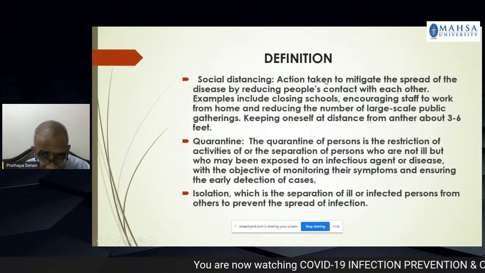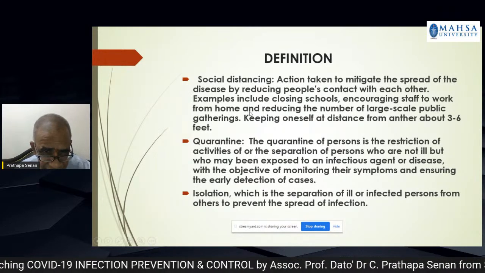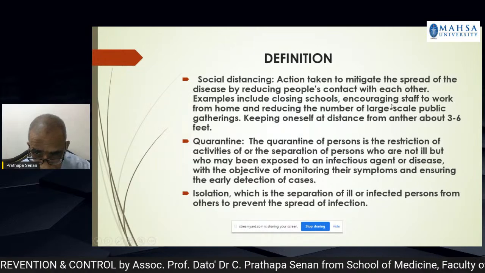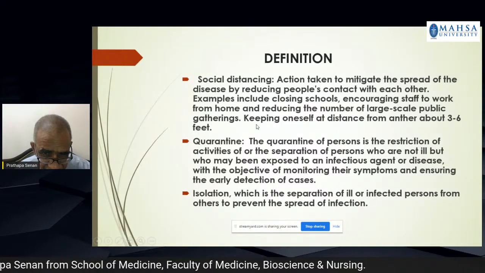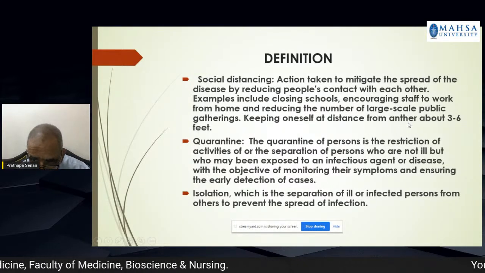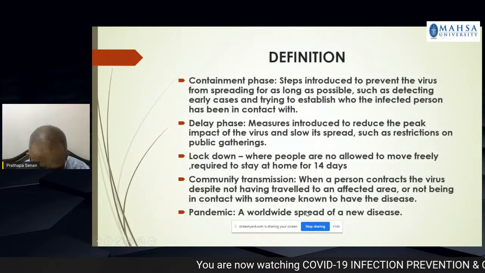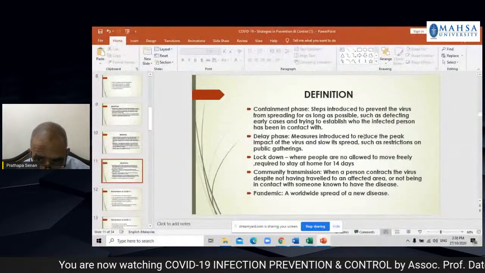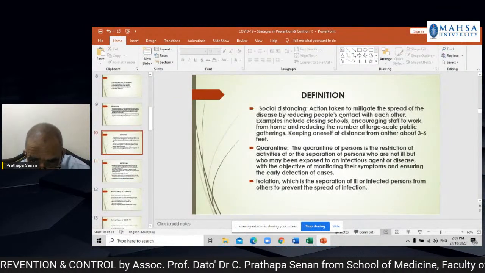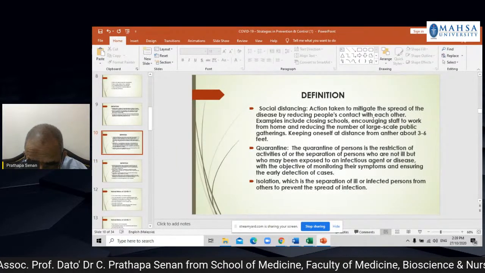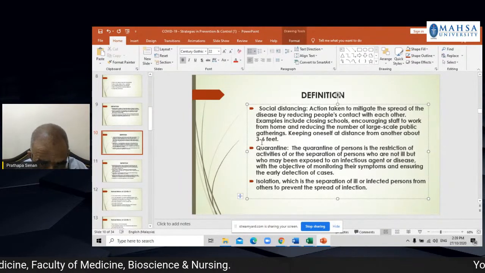Social distancing: action taken to mitigate the spread of disease by reducing people's contact with each other. Examples include closing schools, encouraging staff to work from home, and reducing the number of large-scale public gatherings, keeping oneself at a distance from one another, about 3 to 6 feet.